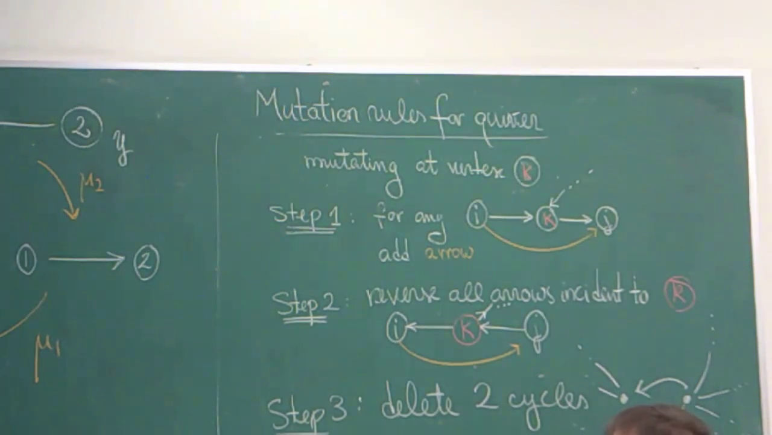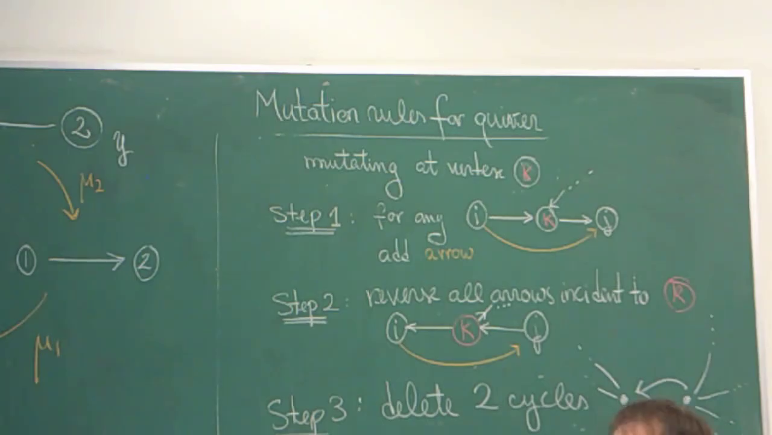And maybe there's 3 of them, you put 3 of them. Okay, if there's 7 entering and 5 exiting, then you put 35 of them. Okay? Once you've done that, you take K, and every arrow that was inwards, you make it outwards, and every arrow that was pointing out, you make it point in. So you reverse the arrows that are exactly incident to K.